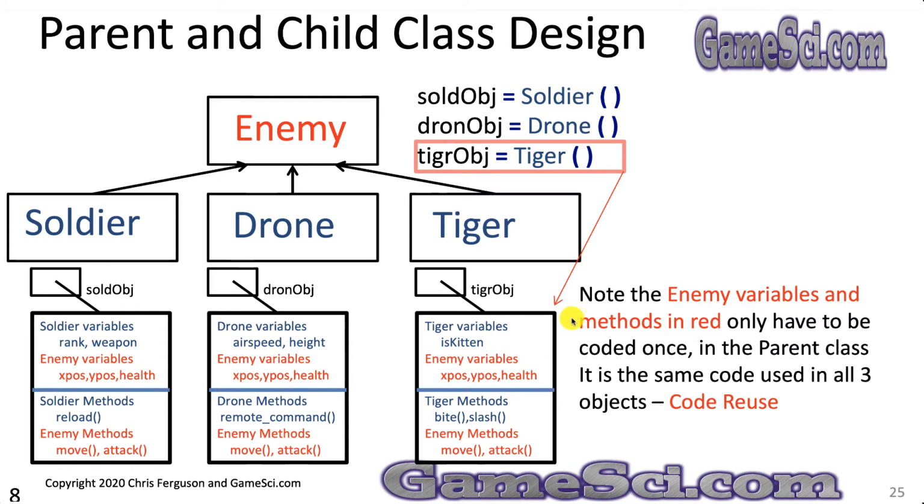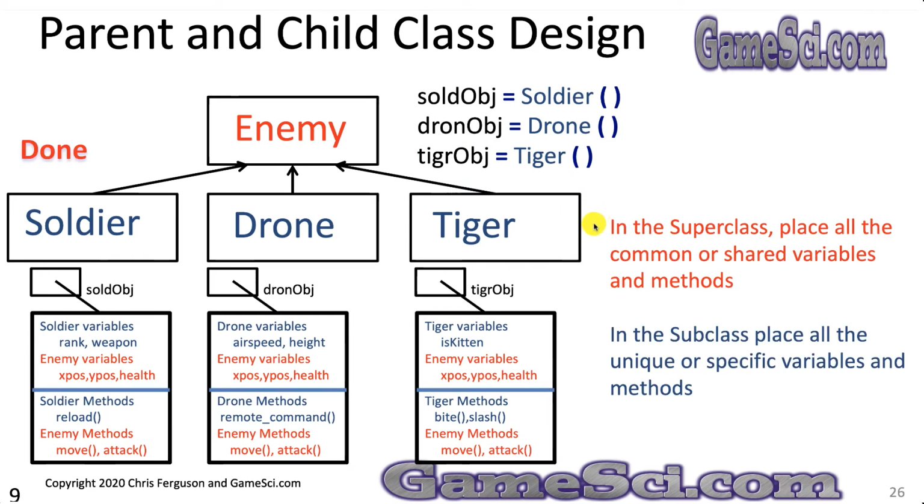Note the enemy variables and methods in red only have to be coded once in the parent class. That's the advantage of inheritance. There is lots of stuff that these things have in common. I put that in the enemy class one time, and all these subclasses pick it up automatically. It's the same code used in all three objects. This is code reuse. This means I can write my subclasses much faster because they're picking up so much inherited code. Make sure in the superclass you place all the common or shared variables and methods.